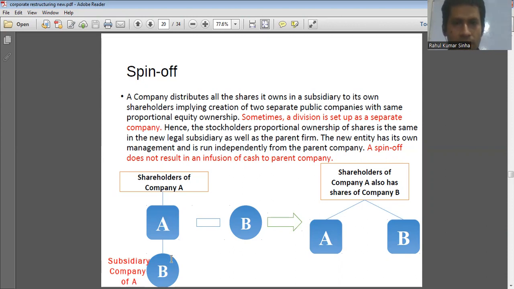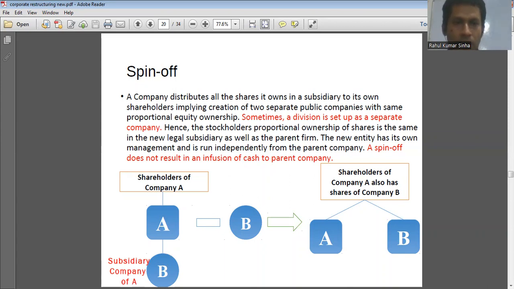So now there are two separate companies with the same proportional equity ownership. A division is set up as a separate company, and the shareholders get ownership in the new company in the same way they had ownership in the parent company. The new entity has its own management and is run independently from the parent company.